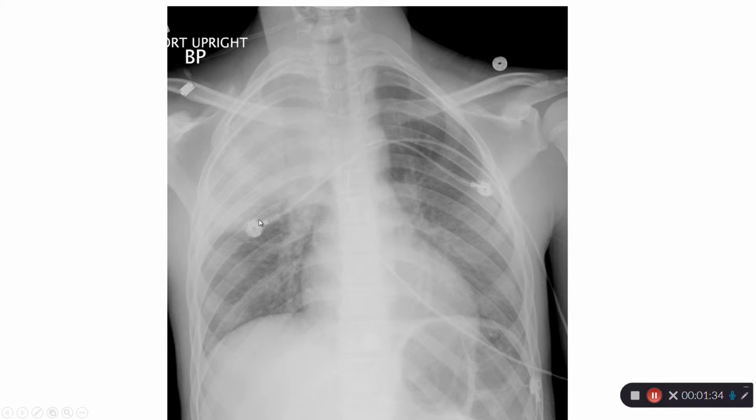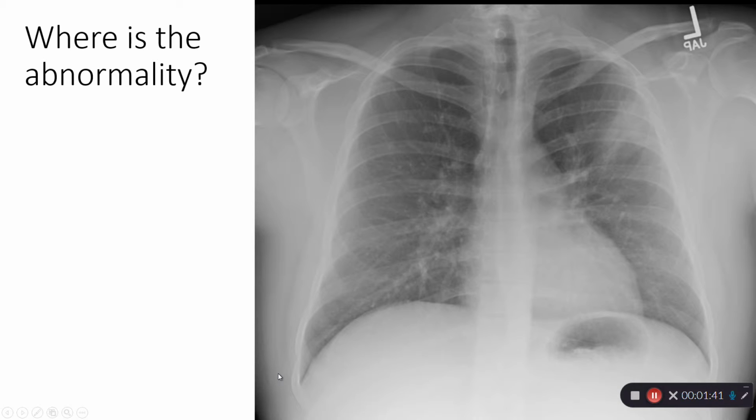Another dense consolidation, this time in the right upper lobe, obscuring the mediastinal contours. So on the next few examples, let's just identify the lobe in which the abnormality is occurring. Here we have a frontal radiograph. We can see that there's an abnormal nodular density in the left upper lobe.